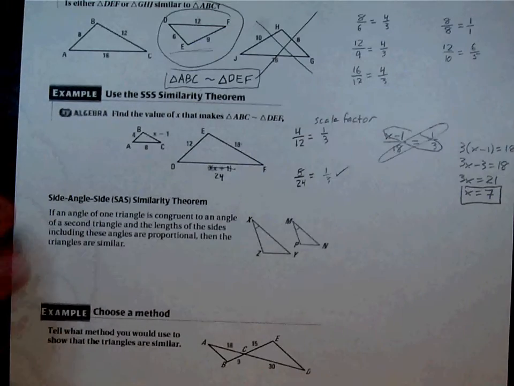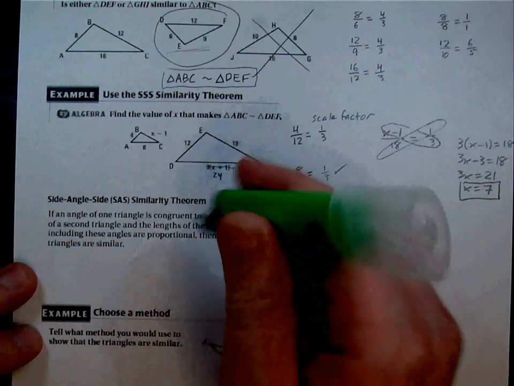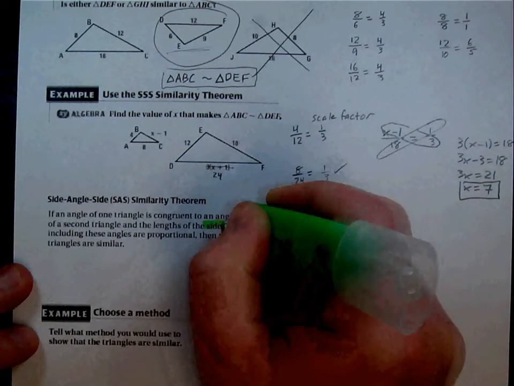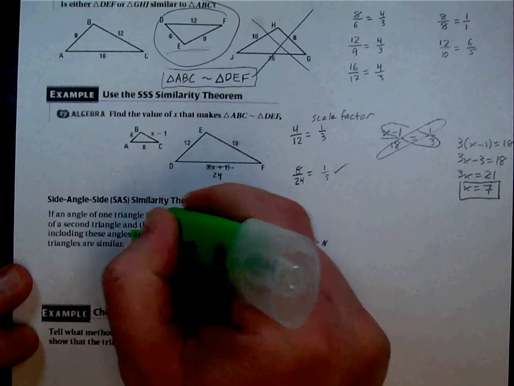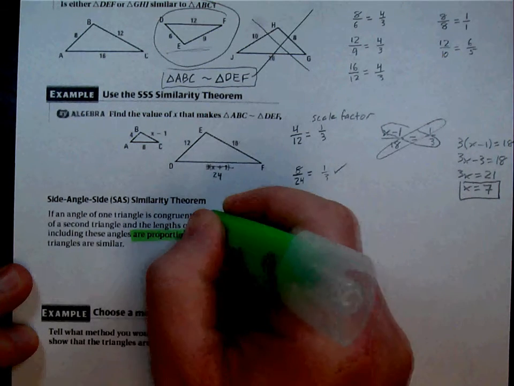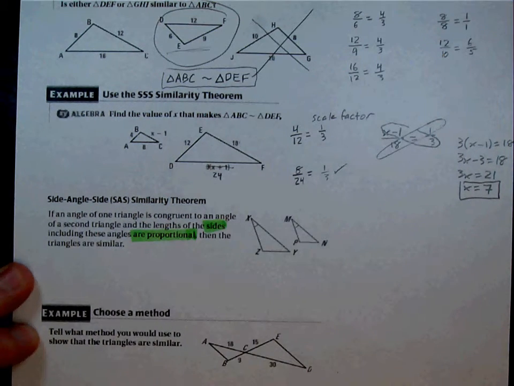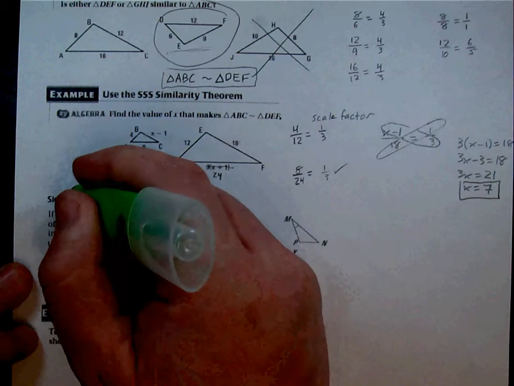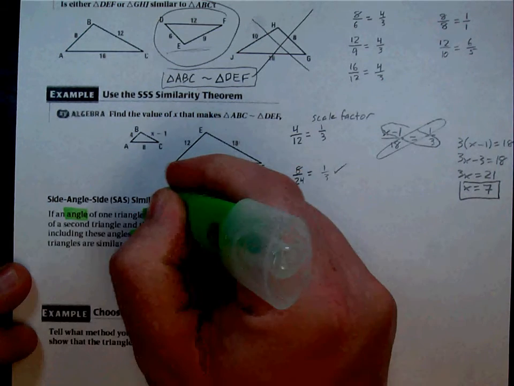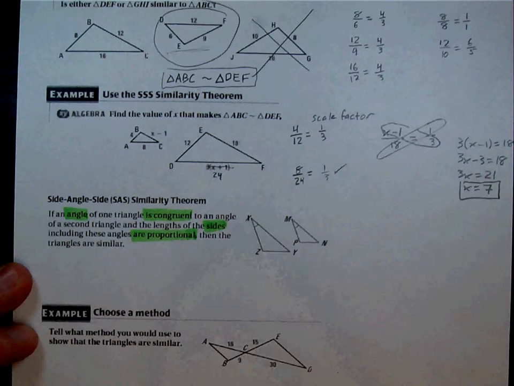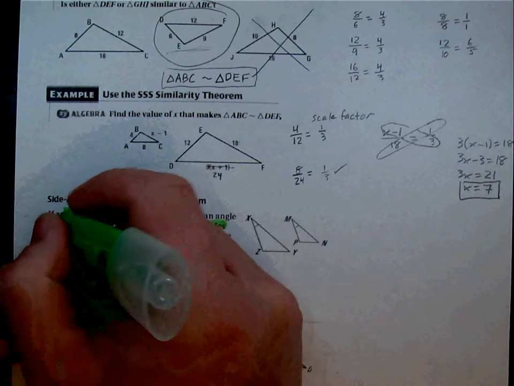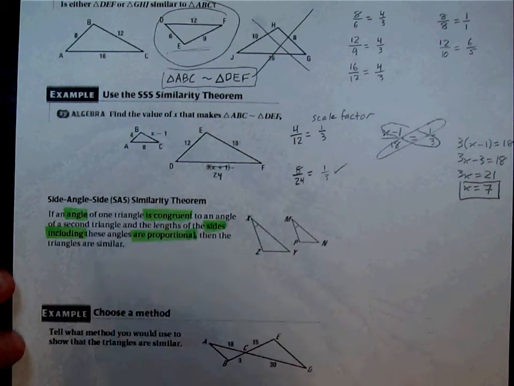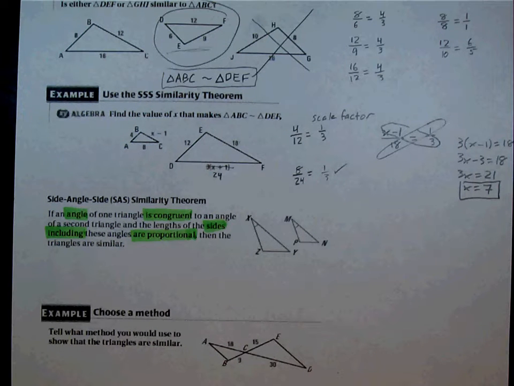In the same way, our sides here, I'm going to go out of order, but we're going to have sides that have to be proportional. And we'll have an angle. An angle is congruent, but this word including is important. That helps us know what order we're talking about. So angles have to be congruent, sides have to be proportional, but it has to be the included angle.